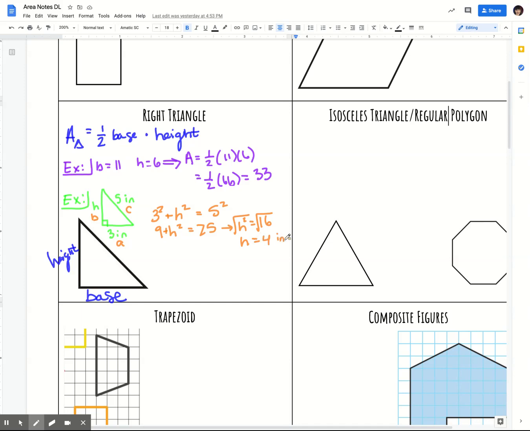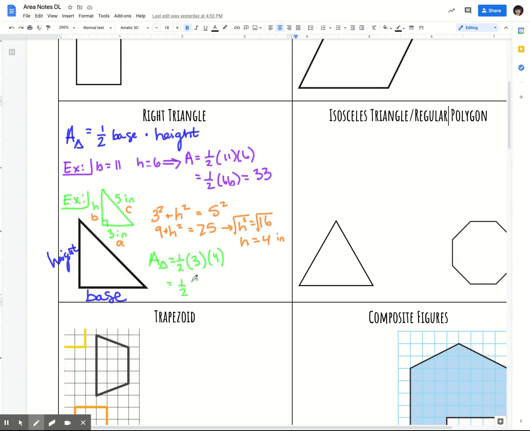So now that I have the base and the height, I can plug those values in and actually find my area, right? So the area of my triangle is 1/2 of the base, which is 3, times the height, which is 4.